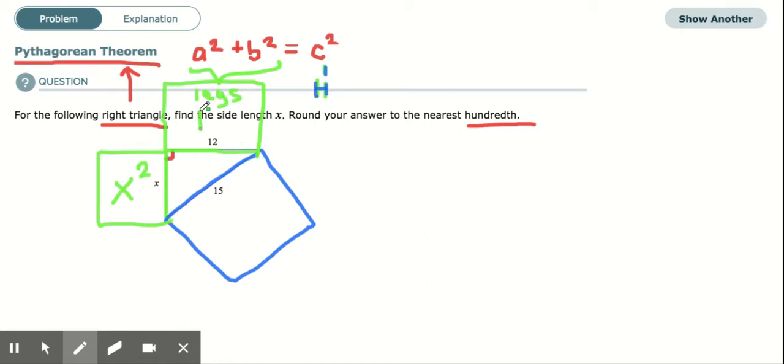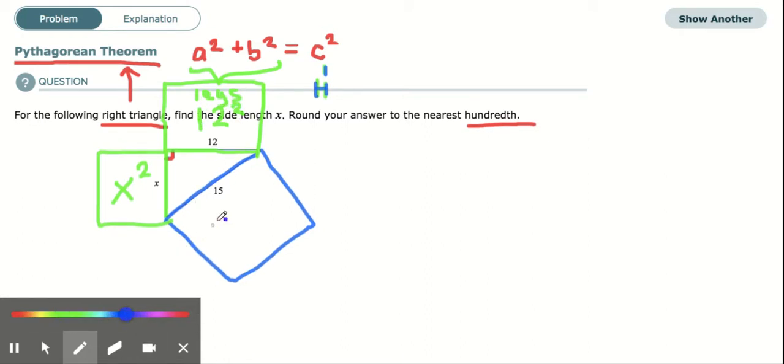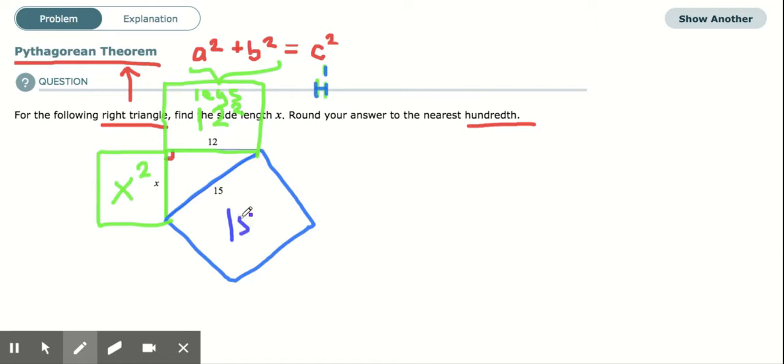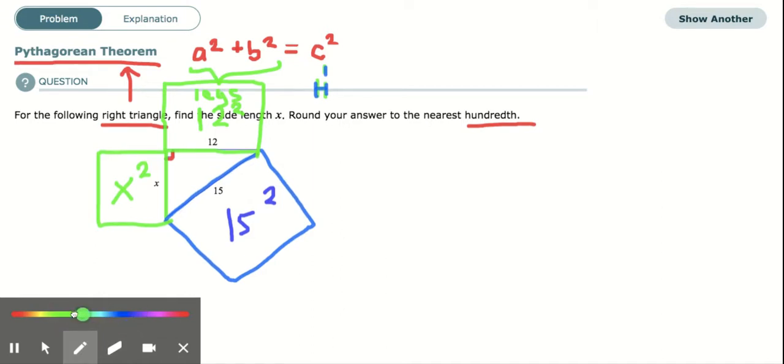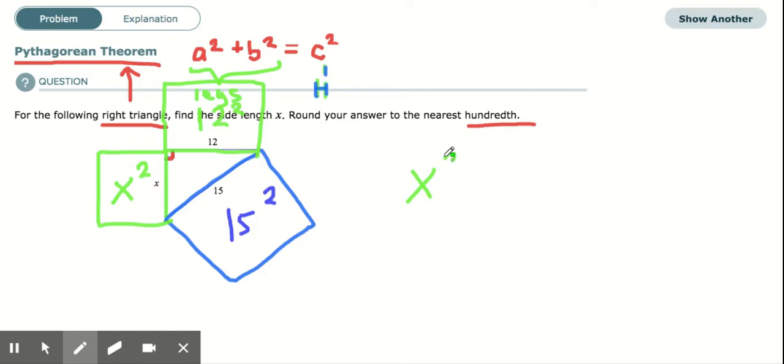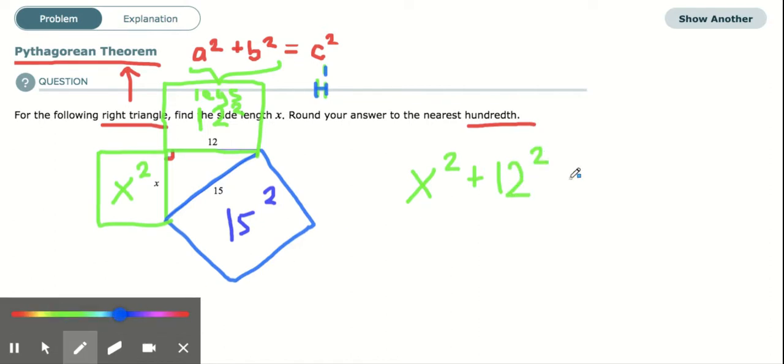This would be 12 squared, which, as you know, 12 times 12 would be 144. And this would be 15 squared. So what it's saying is if you add these up, it's equal to that. So all we're doing is writing that in an equation. We're saying x squared, or what we called a squared, plus b squared, plus 12 squared in this case, equals c squared. And that holds true for any right triangle.